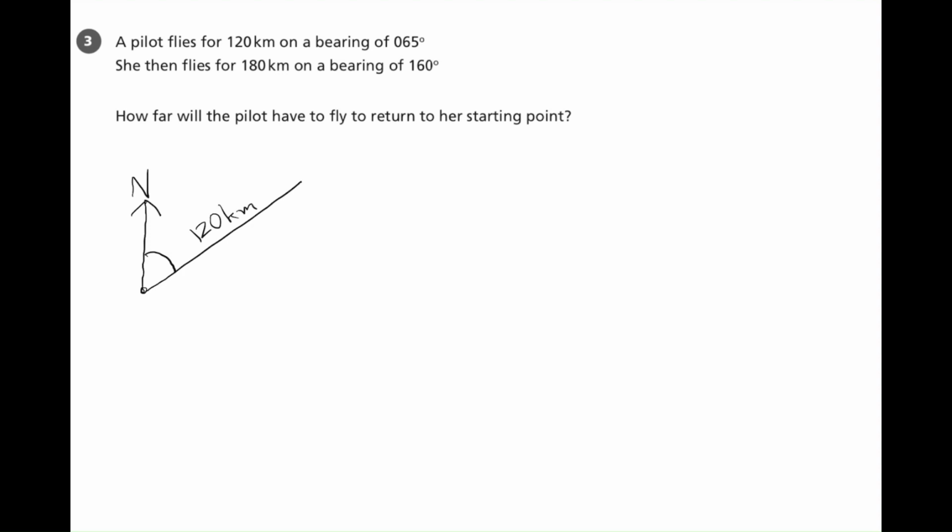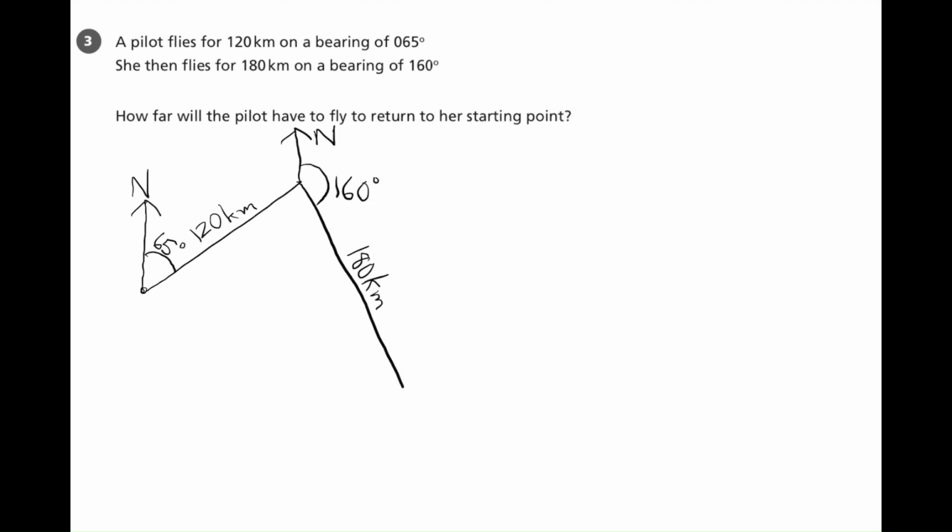So that angle is 65 degrees. The pilot now flies on a bearing of 160, so we draw another north line, and we measure 160 roughly, and the pilot is now flying down there for 180 kilometers. So this angle is 160 degrees.